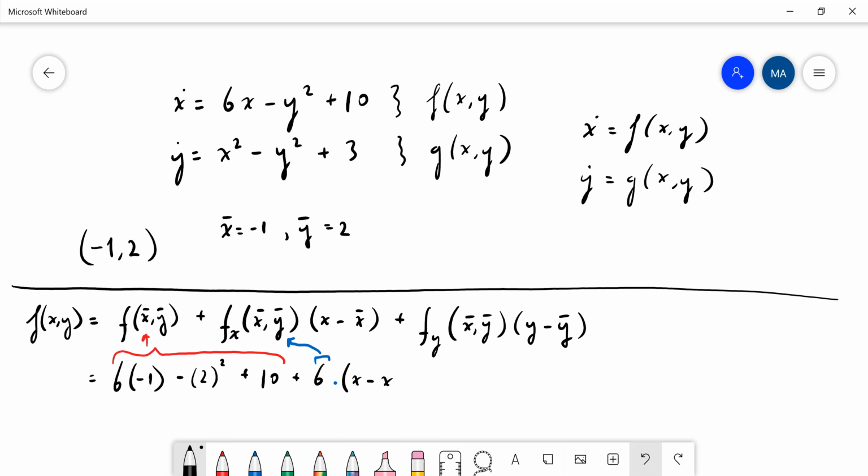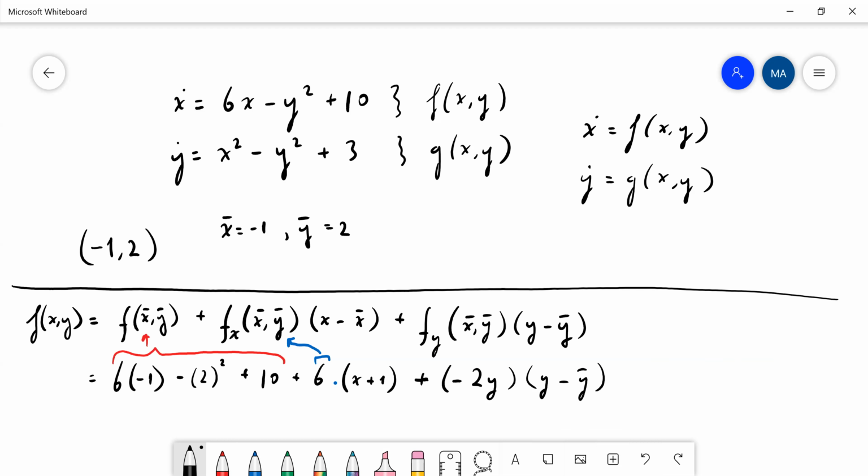And what is your x bar? Your x bar is -1, so you have +1 here. Okay? Plus the derivative of this function with respect to y, which is equal to -2y, right? The derivative of f with respect to y is equal to -2y, and your y bar is equal to 2, right? So you have y minus y bar.